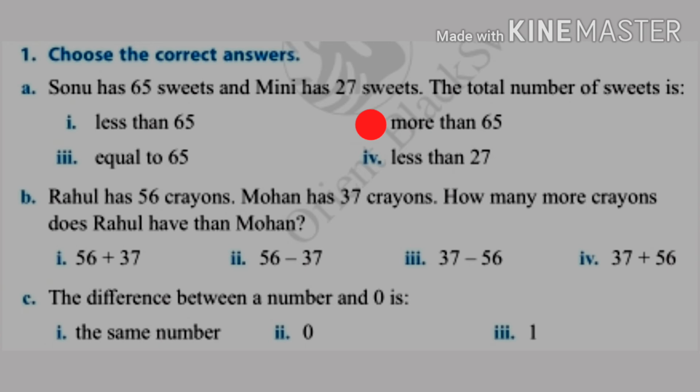Next question. Rahul has 56 crayons. Mohan has 37 crayons. How many more crayons does Rahul have than Mohan? We know that we have to do subtraction here, as it is asked how many more. So the answer is 56 minus 37. The next question. The difference between a number and 0 is, what will it be? We already know that when 0 is subtracted from any number, the answer is the same number. So the answer is the same number.